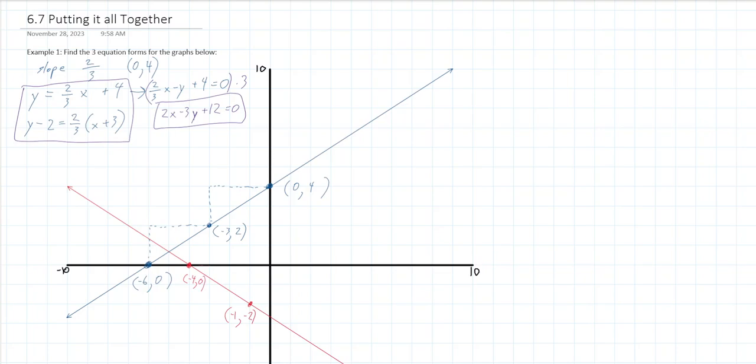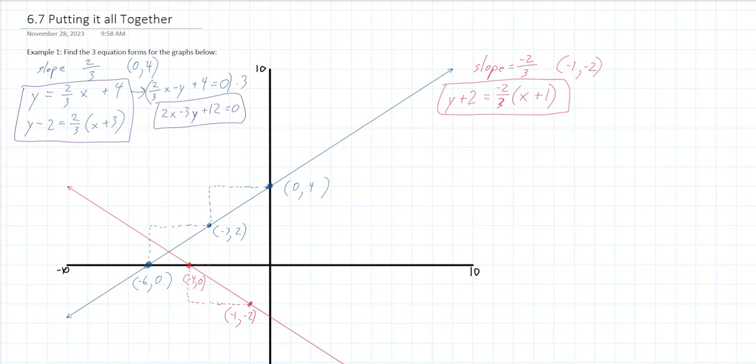So hopefully, just like before, you can kind of see that we have a rise of -2 and a run of 3. So our slope is -2 over 3. And if we use the point -1, -2, then we'll have y plus 2 equals -2 over 3 x plus 1.